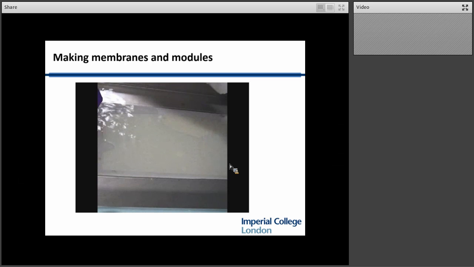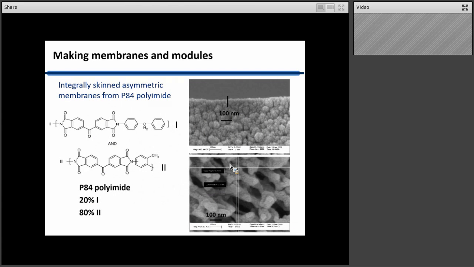And when we dip it in water, the solvent comes out of that polymer solution, and the polymer precipitates on top of the non-woven, and we get a membrane that looks something like this. So what you can see here is the very top separating layer of membrane made from this polymer, which is a polyimide, made up of these two polyimides. When we do this phase inversion process, the very top layer of the membrane has these finely divided clumps of polymer. And it's the gaps between these clumps of polymer that gives us pores and allows us to separate molecules.